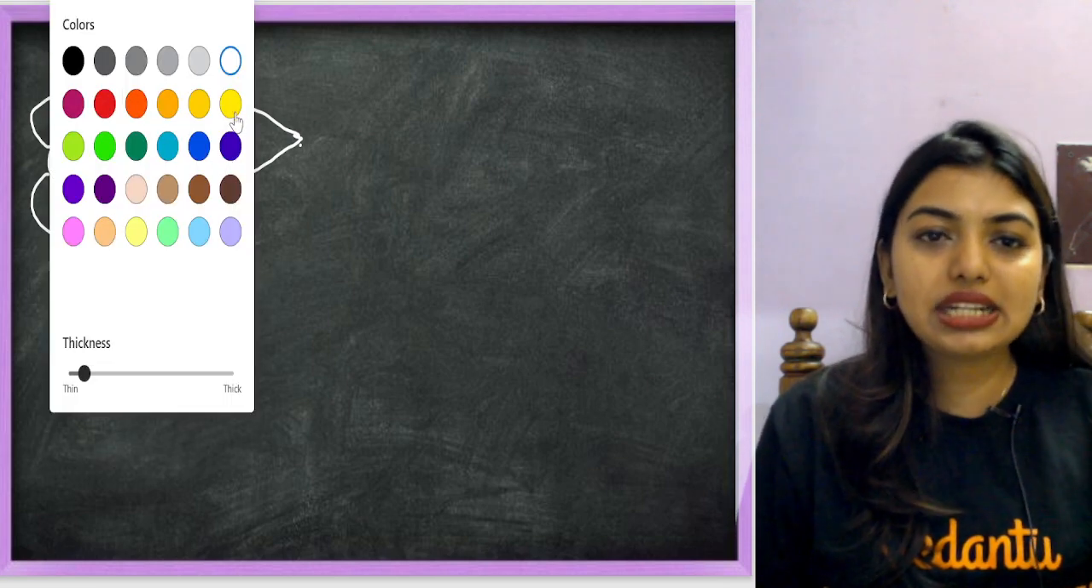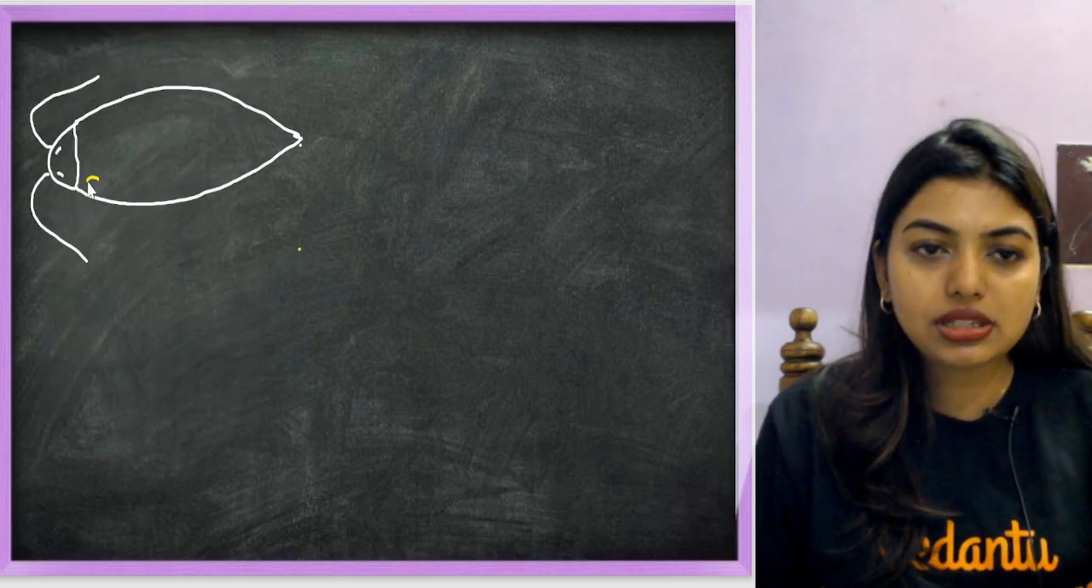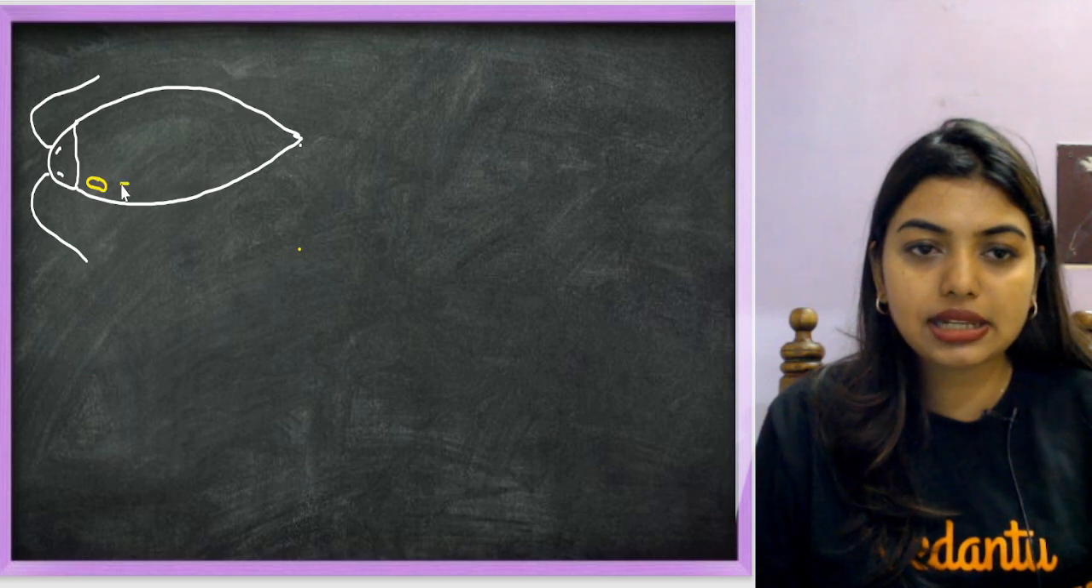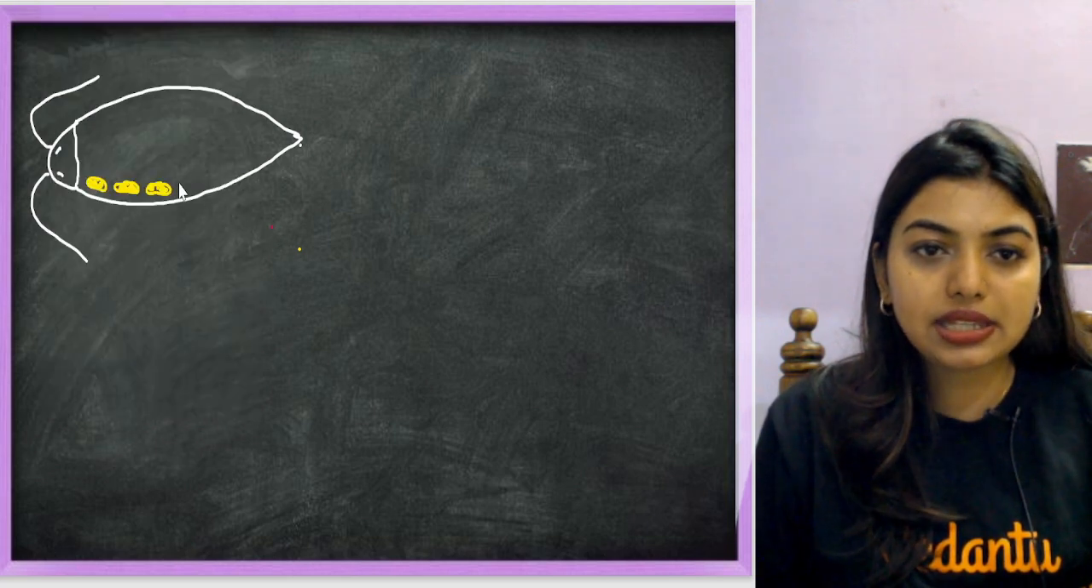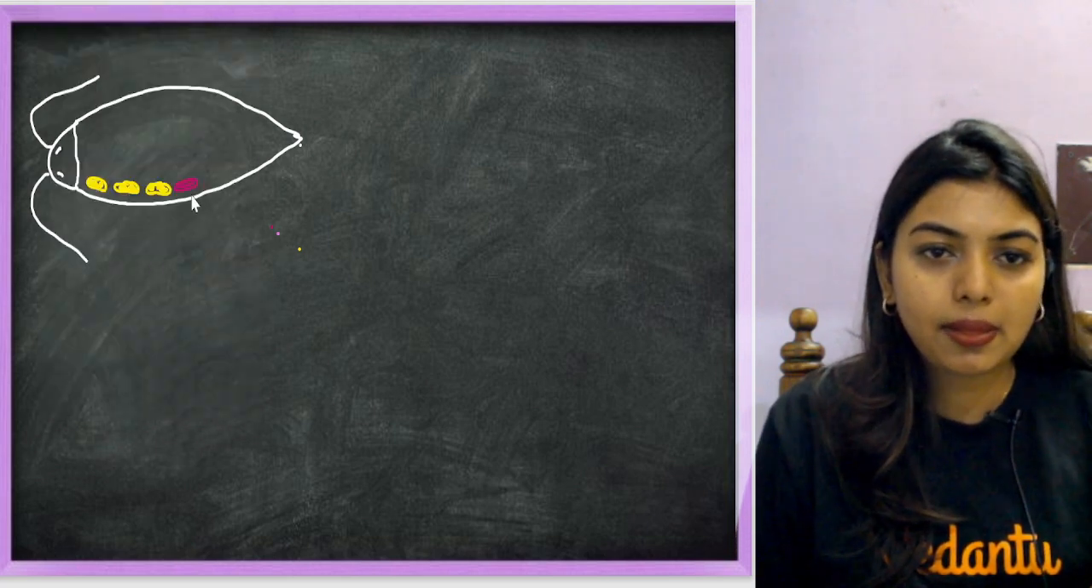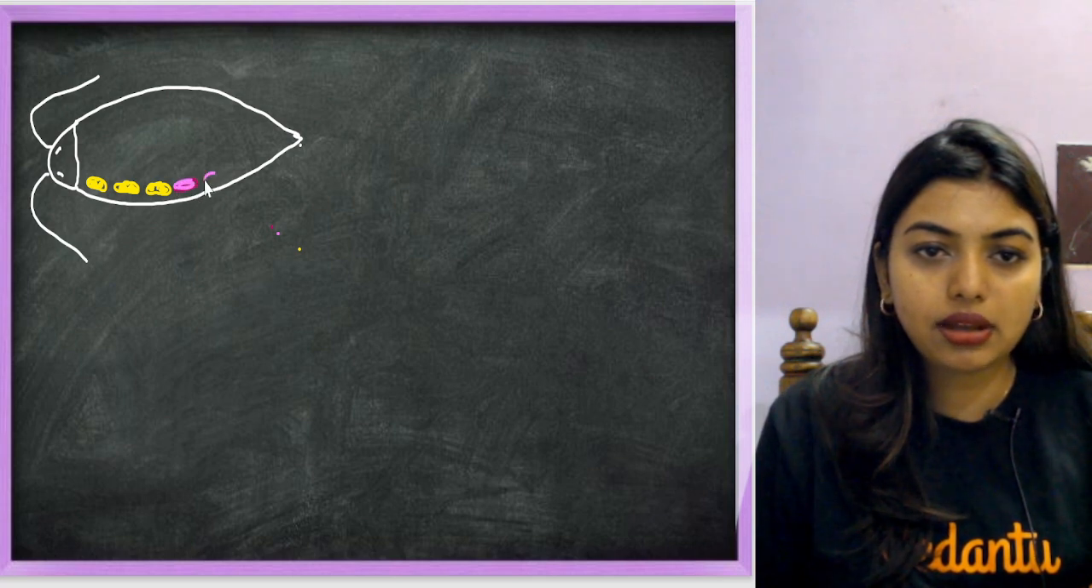Okay, now they are telling that 3 ganglions are present in the thorax region. Okay, 6 of them are present in the abdomen region. I think this color will not be visible. 6 of them in the abdomen region.